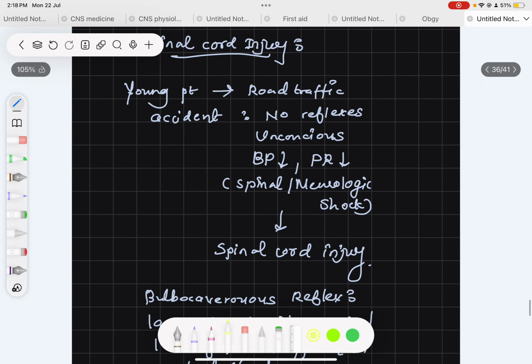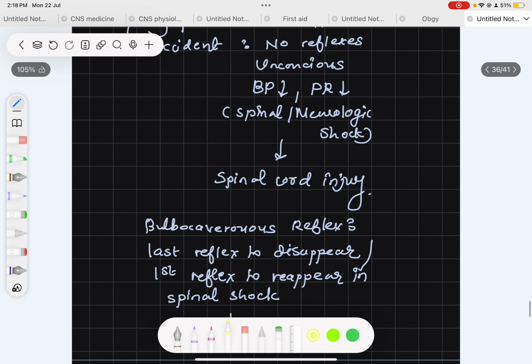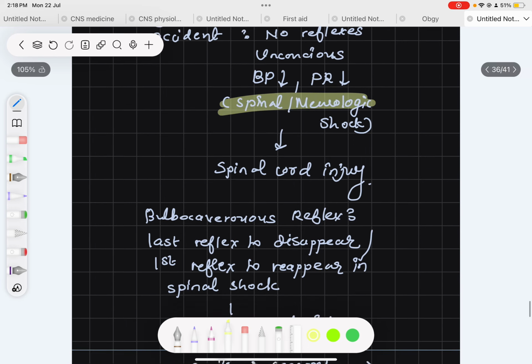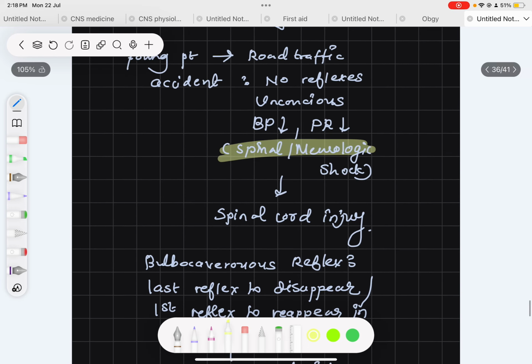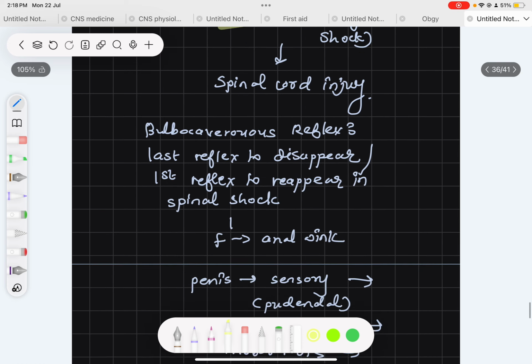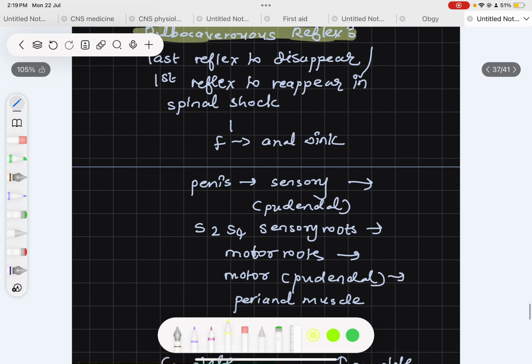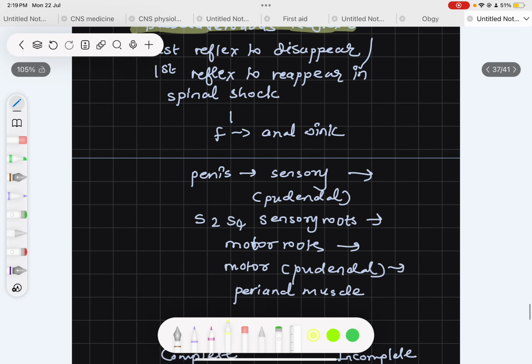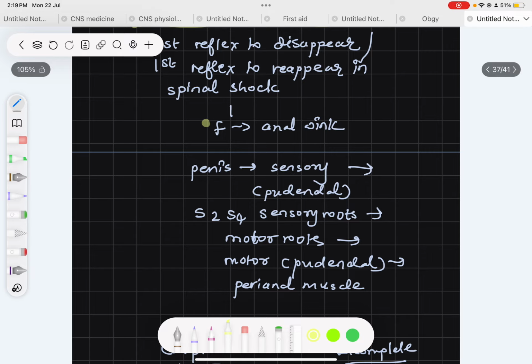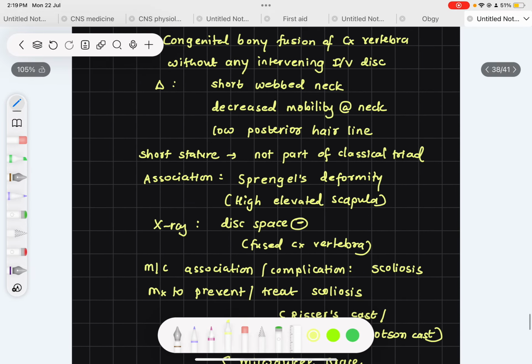Now spinal cord injury: a young patient, an accident. In a road traffic accident, there will be no reflex, the patient will be unconscious, with low BP and low PR, meaning the patient is in spinal shock, and spinal cord injury will be suspected if we see these findings. Now there is one important reflex, the bulbocavernosus reflex. The importance is that it is the last reflex to disappear and the first reflex to reappear in spinal shock, and in females it is called the anal wink.